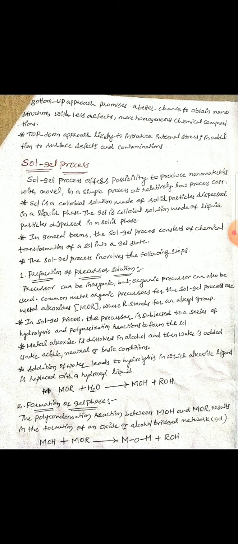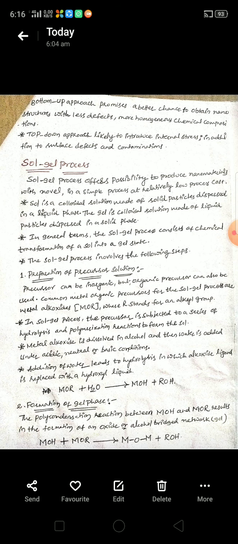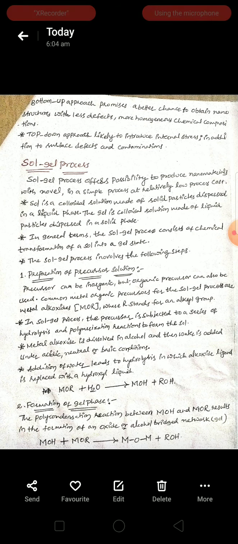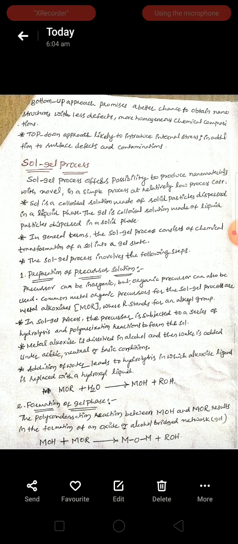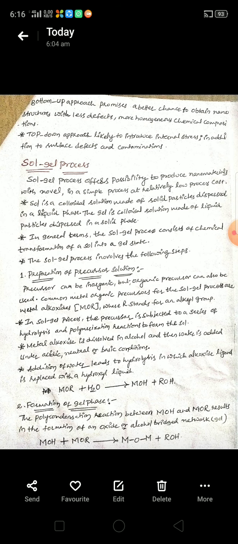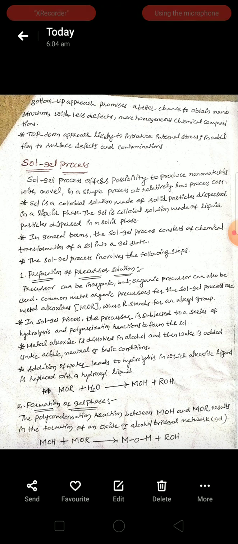Next, we are going to deal with the sol-gel process. The sol-gel process is one of the methods of synthesis of nanomaterials. It comes under the bottom up approach.